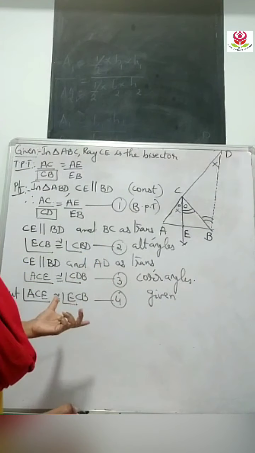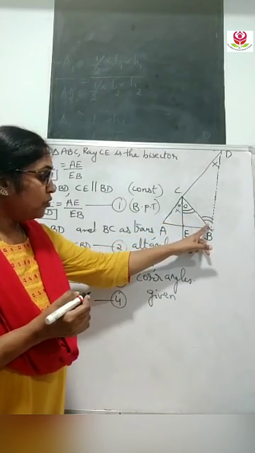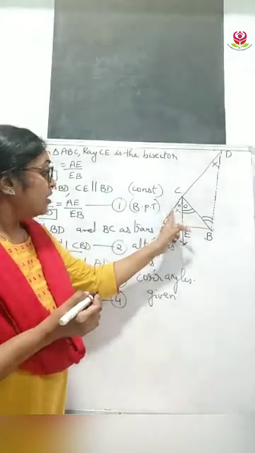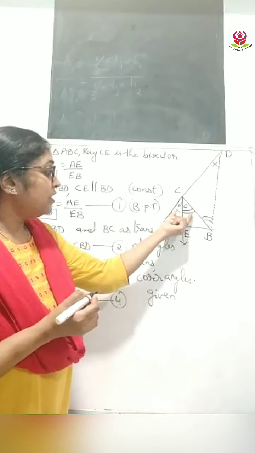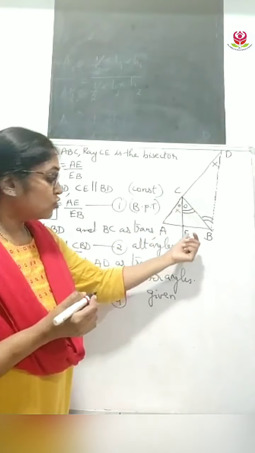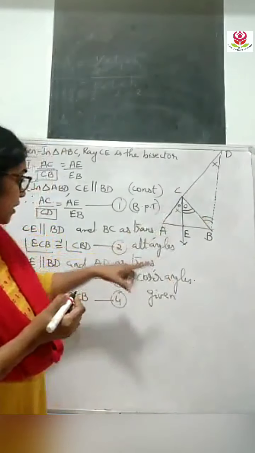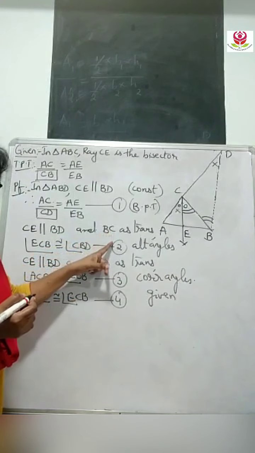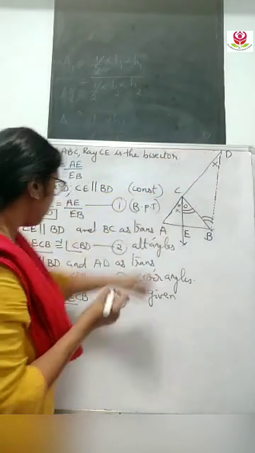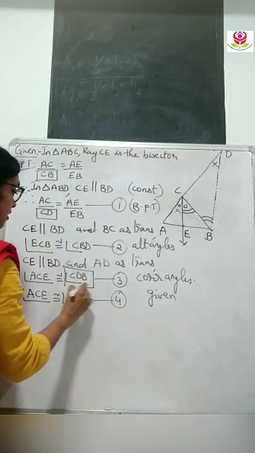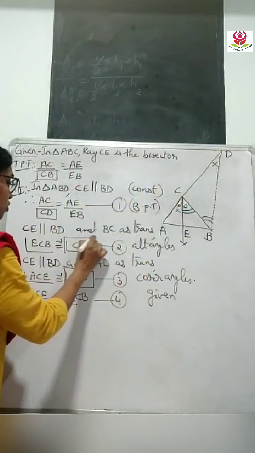Another pair of angles are congruent to each other. So once again look at the figure. These two angles are congruent to each other because they are alternate angles. These two are congruent to each other because they are corresponding angles. But already angle ACE is congruent to angle ECB. It was given to you. So by combining equations 2, 3 and 4, you can conclude that angle CDB, that is this angle, is congruent to angle CBD.